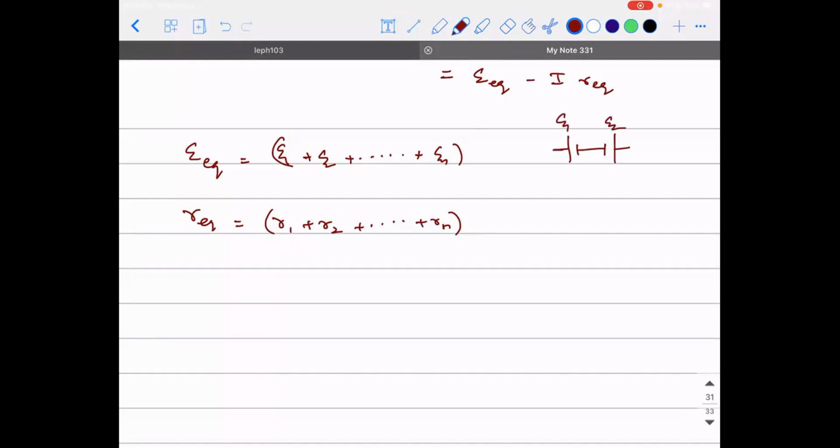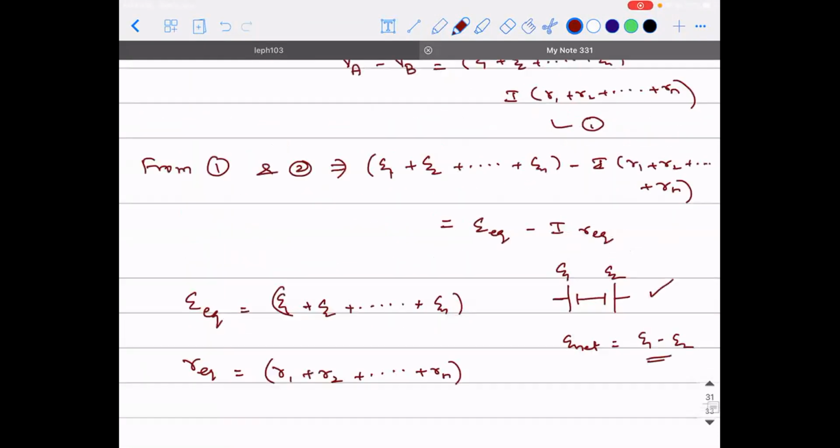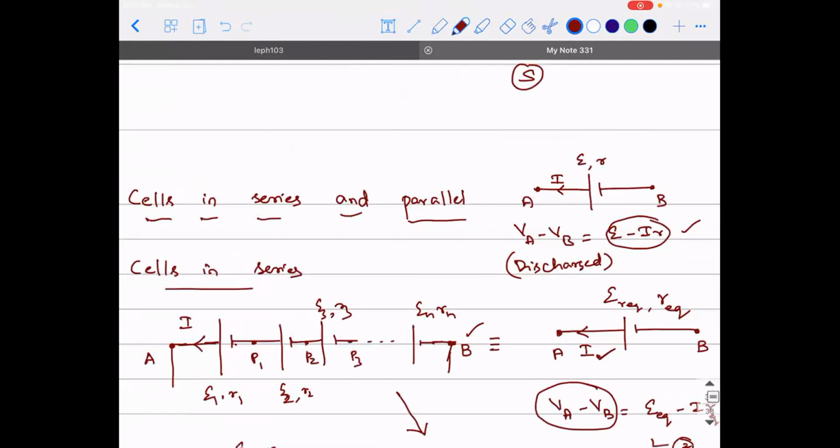In this case, what do you think will happen to the net EMF? They will get subtracted. Okay, guys, are you able to understand the difference? The new circuit that I've drawn says the negative of the first is connected to the negative of the second. When that is the case, the EMFs will get subtracted. Whereas in the series connection that I've given here, the negative of the first is connected to the positive of the next.